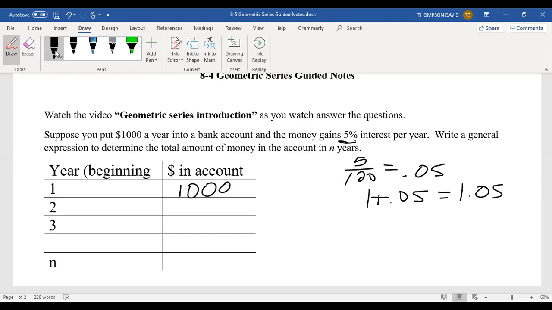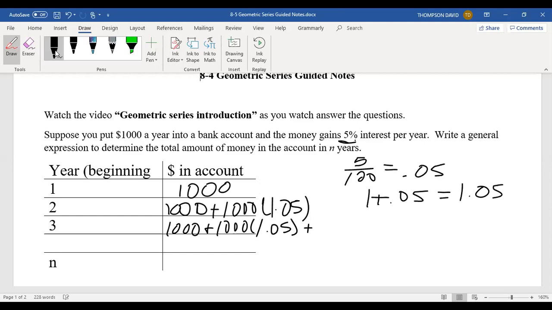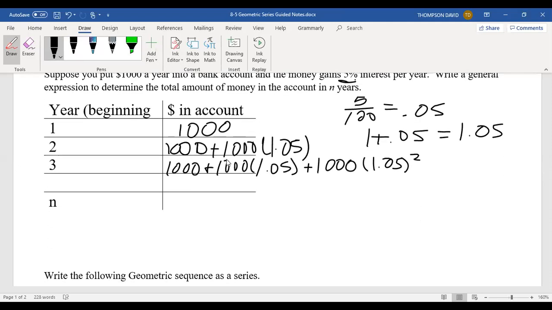So on year two, we'll have our initial $1,000 plus $1,000 times 1.05. For year three, it's going to be the same scenario, but we'll add $1,000 that we're adding in plus $1,000 times 1.05 for year two, and then $1,000 times 1.05 squared for year three. This process continues for n years.